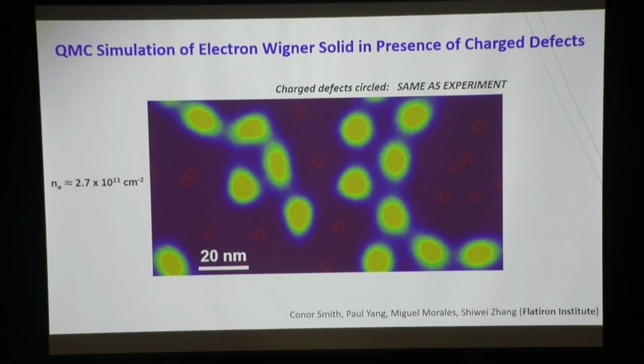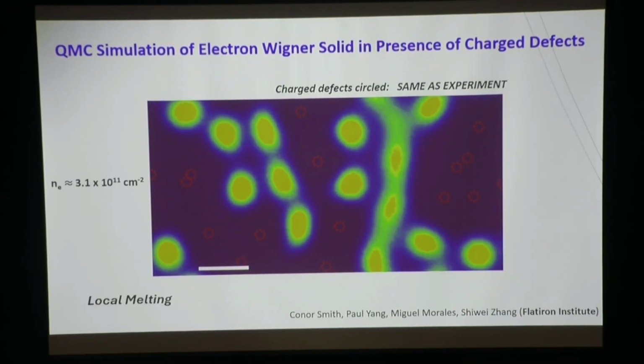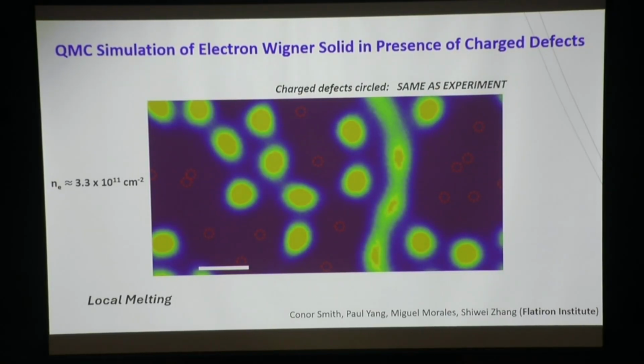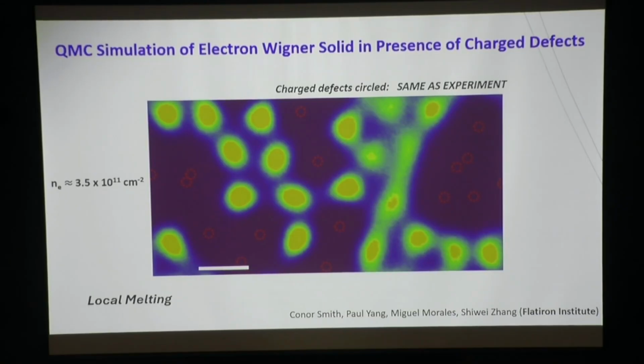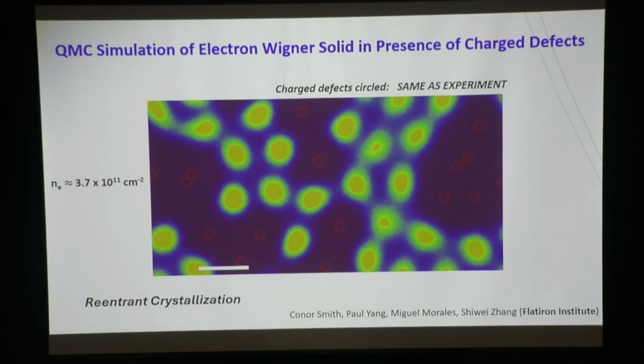So now let me show you what they saw when they added more electrons. So now let's add more electrons, but this is all quantum Monte Carlo. This is all theory. They see local melting, just like we saw experimentally. They see the same phenomena. It's not exactly the same, but it's pretty similar. Let's add more electrons. Now let's add more electrons. Now let's add more electrons. Now you can see that it crystallizes. The local melting is mostly gone, and now the electrons are more crystalline. So this whole reentrant crystallization phenomenon, they also saw in quantum Monte Carlo.